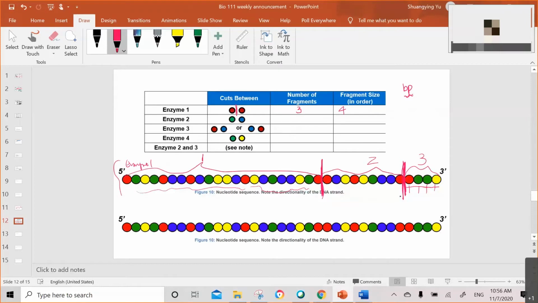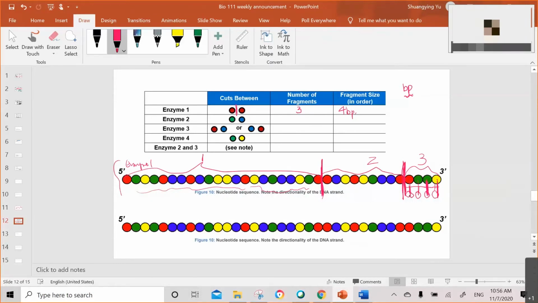Because you have another DNA strand, which is not shown here, and all the nucleotides are paired up. So this is 1 base pair, 2 base pairs, 3, 4 base pairs. That's the unit we usually use to describe the size. So this is 4 base pairs.